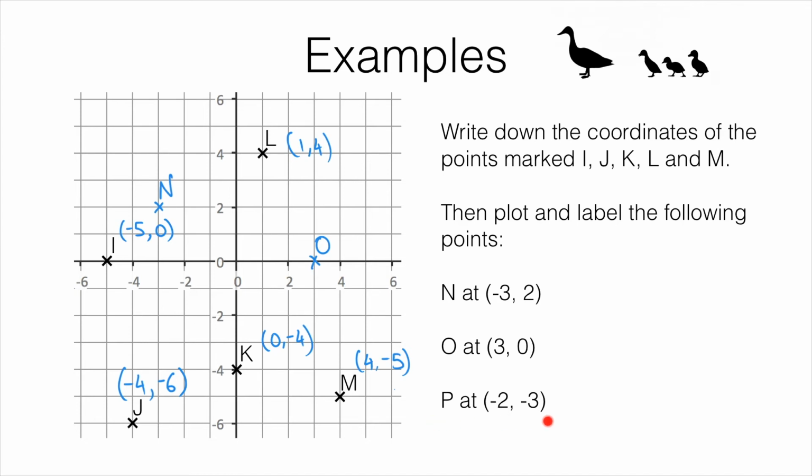Finally, the point P at -2, -3. -2 is the x-coordinate, so we go across to -2, and then we need to go down to -3, which is the y-coordinate. So P would be here.